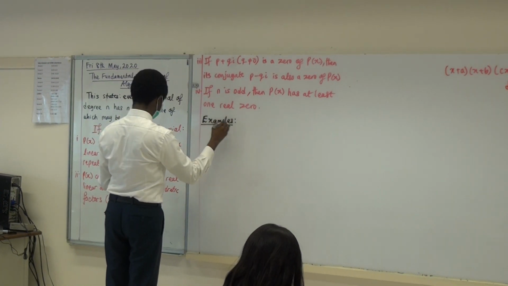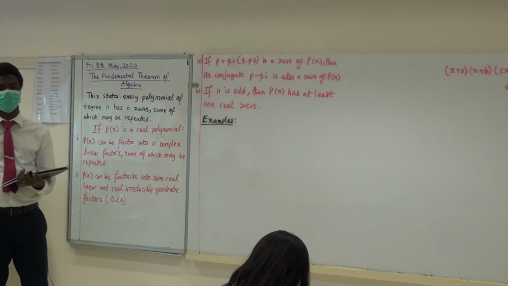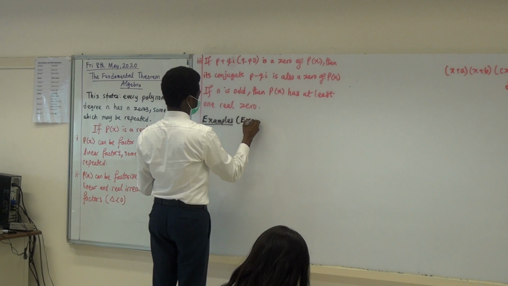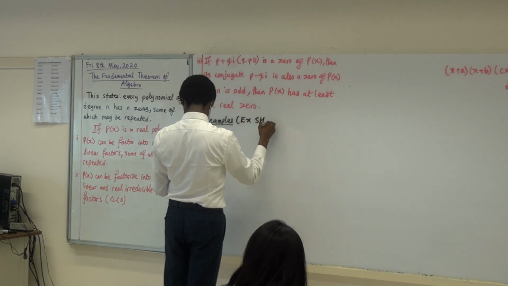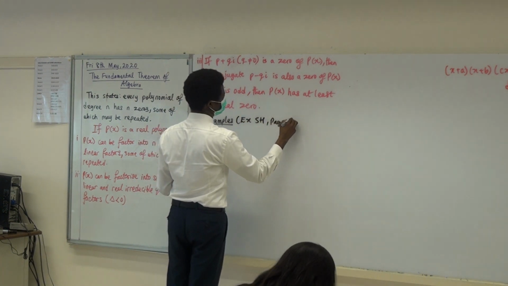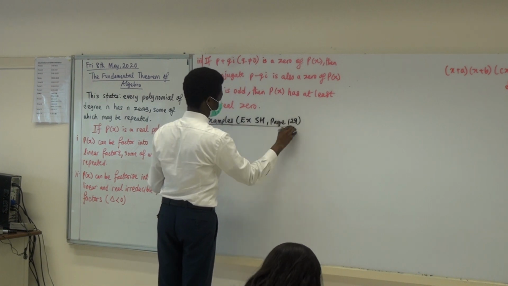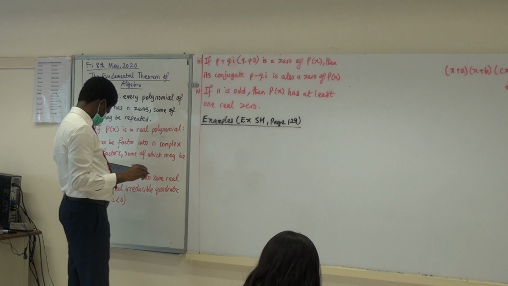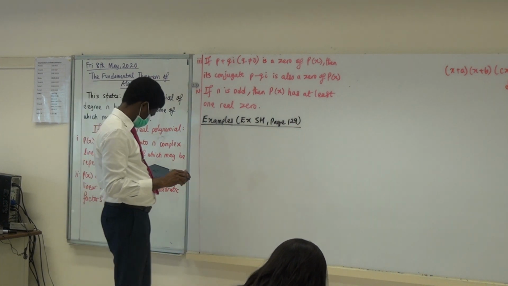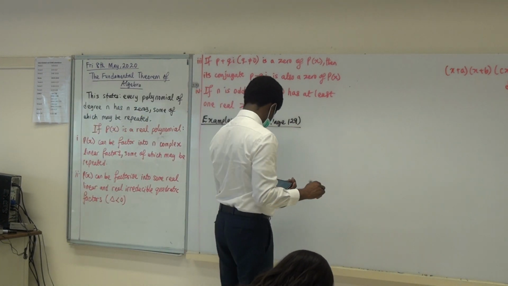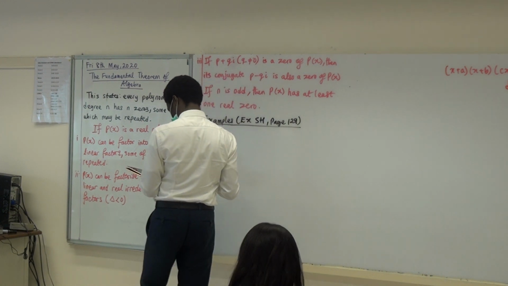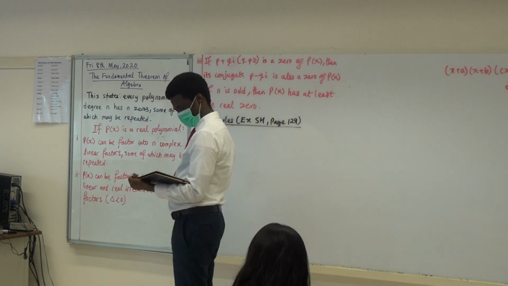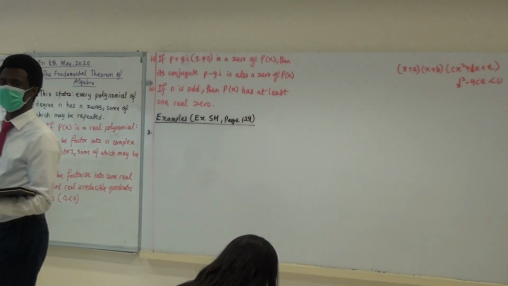We'll take some questions from the exercise. You can study the example later. So I'll take this from exercise 5H. It's on page 129. So I'm going to skip number 1. Let's go to number 3. P of x is a real cubic polynomial.